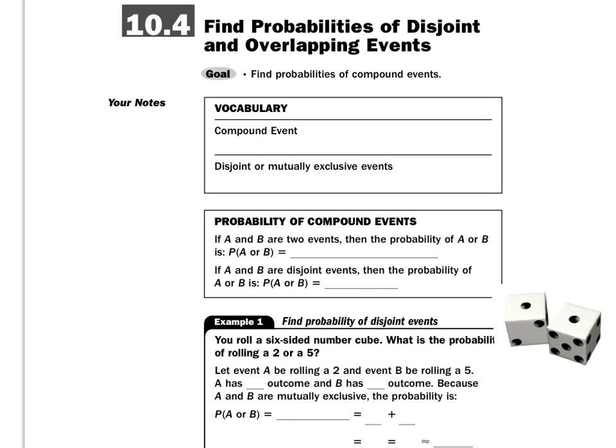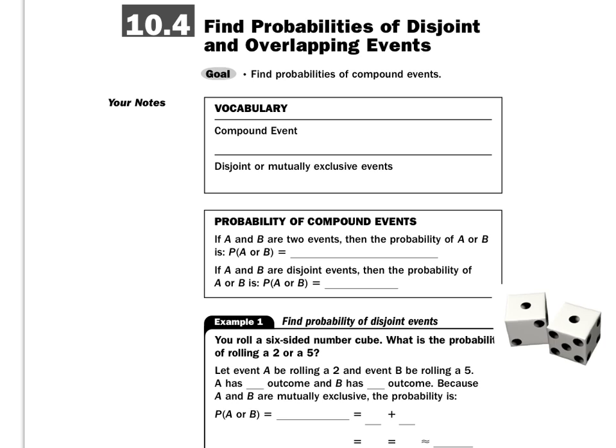Okay, here we go. Today we're finding the probability of disjoint and overlapping events, and sometimes that can get a little bit tricky at times because things will happen in conjunction with each other. And as we go through, you'll see what those look like.